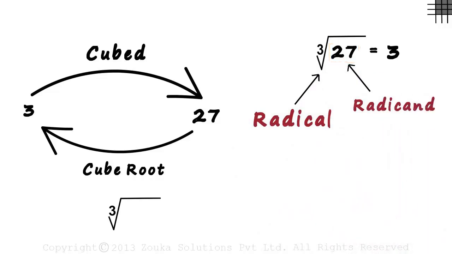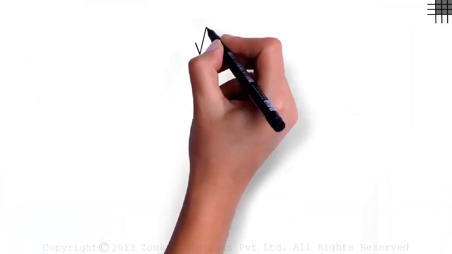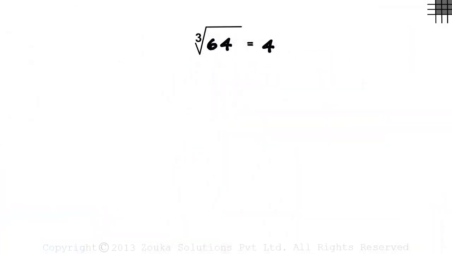Here's a better way to understand the concept of cubes. 4 cubed equals 4 times 4 times 4, which equals 64. We all know this. This 3, when taken to the other side, becomes cube root. Hence, we can say that the cube root of 64 equals 4. Now, we're on our way to understand a very interesting concept. We will try to understand this concept with just one example. We know that cube root of 64 is 4.